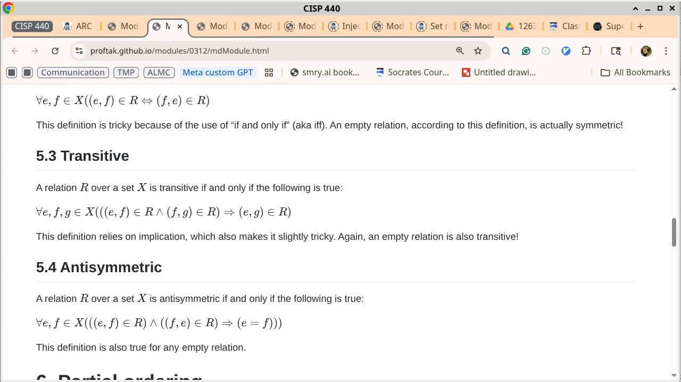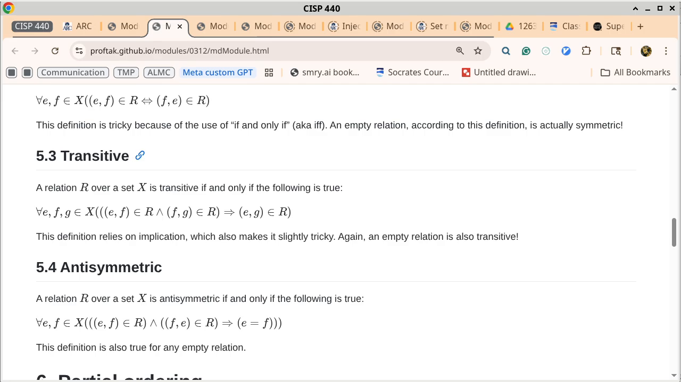Now we're looking at transitive. For every way to choose E, F, and G as elements of X, if this requirement is true, then the relation R over set X is known to be transitive. So the way it works is, basically we are saying if EF is in R and FG is in R, it implies EG is in R. That is how transitive is defined.